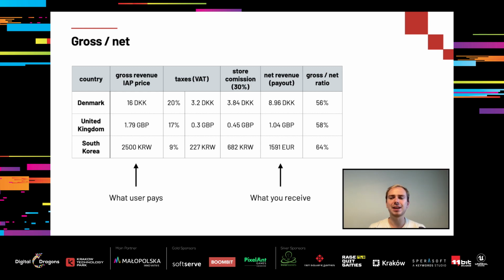We have created a matrix with gross net coefficients to get accurate in-app revenue in our ROI calculation. For instance, to get net revenue for purchase made by users from Denmark, we need to multiply item price by 56%, because this is what we really receive.